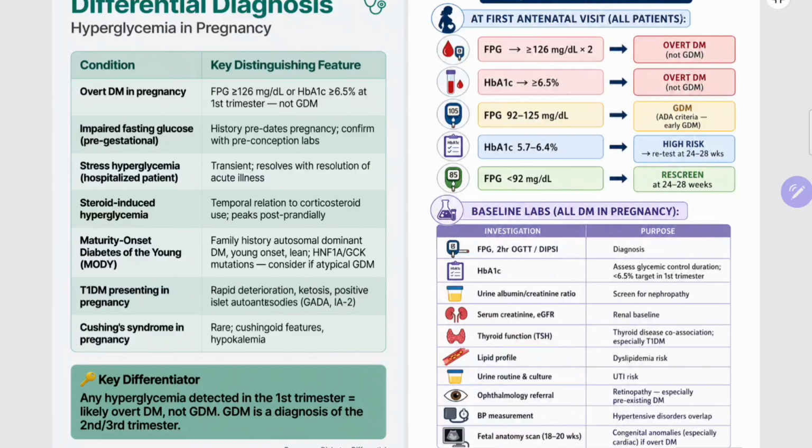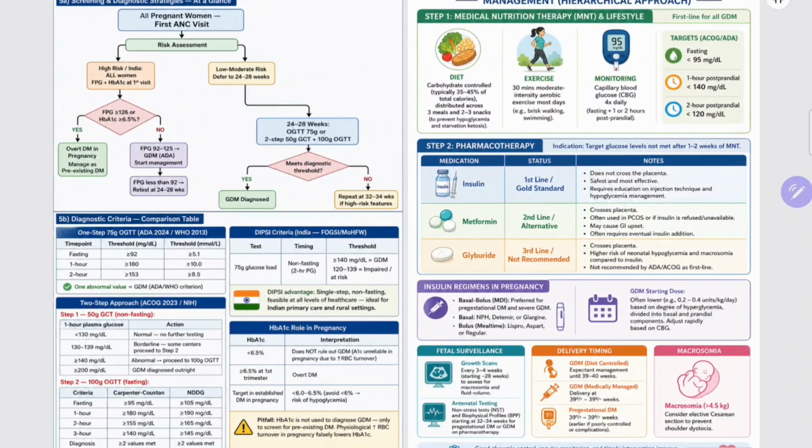Why retinopathy? Why nephropathy? The patient can be having nephropathy. TSH, because there is a combo of thyroid, diabetes, and hypertension, meaning these come together. Lipid profile to assess dyslipidemia risk, routine culture to assess UTI risk. Ophthalmology, because there is an increased risk of progression of the retinopathy if she has retinopathy. Okay, and BP for high risk of preeclampsia.